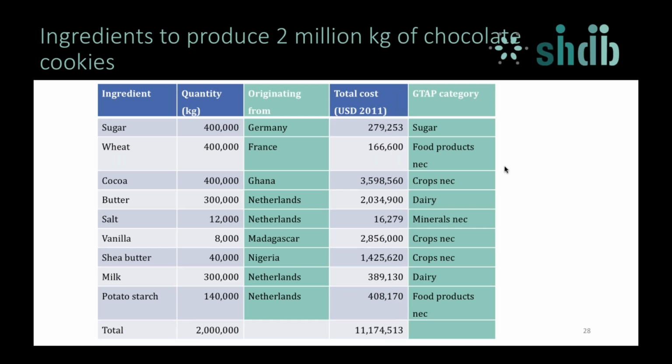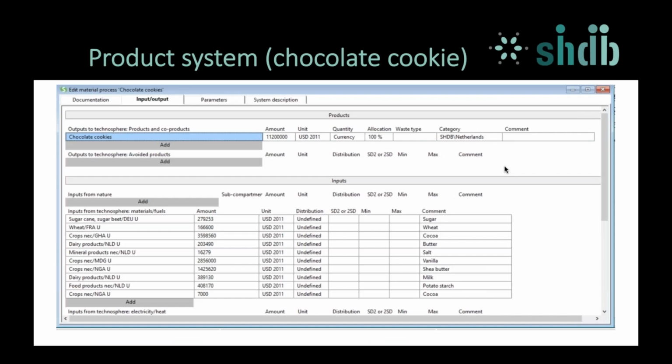So after you've done that, then you can open up your SimaPro, and then you could put that into your so-called product system. So you can see here now the screen of the SimaPro, and then you recognize the sugar, the wheat, the dairy, the milk. So all the products are mapped here. In total, it's more than 11 million US dollar worth. So this is related to the functional unit, the millions of chocolate cookies.